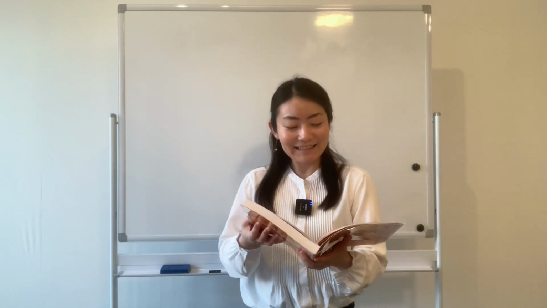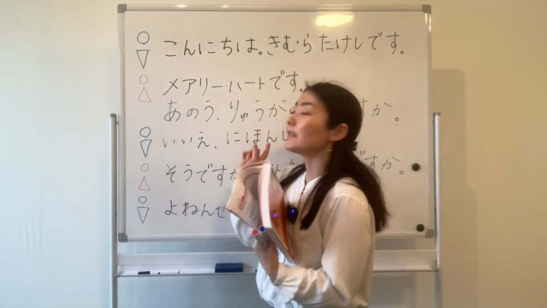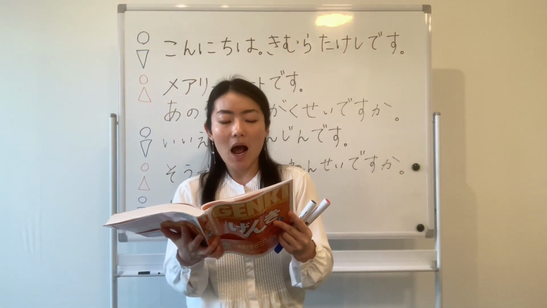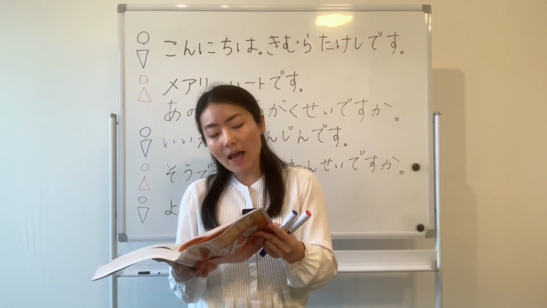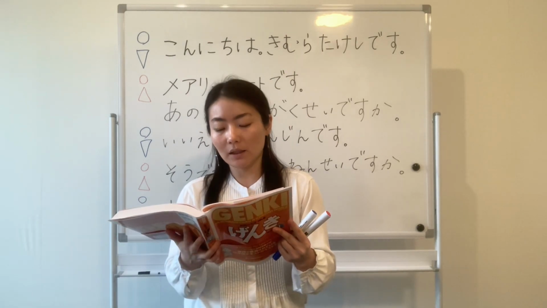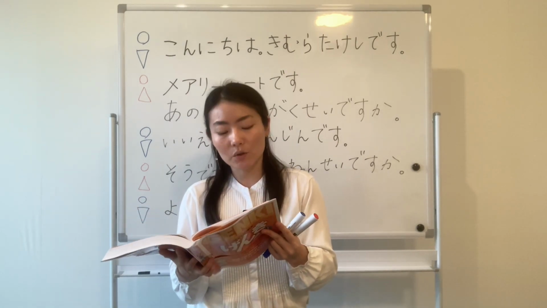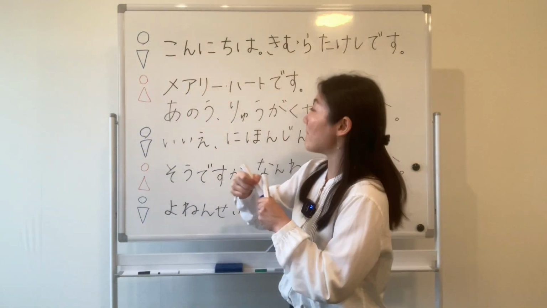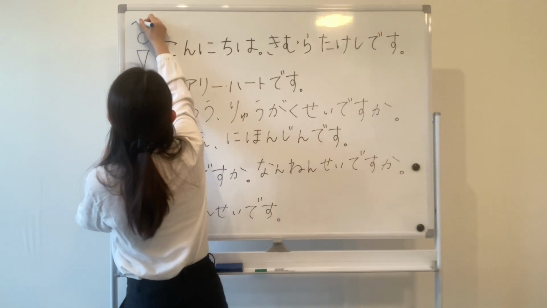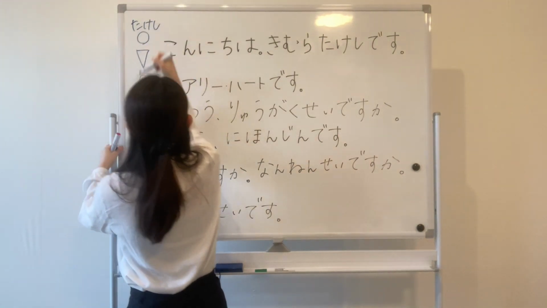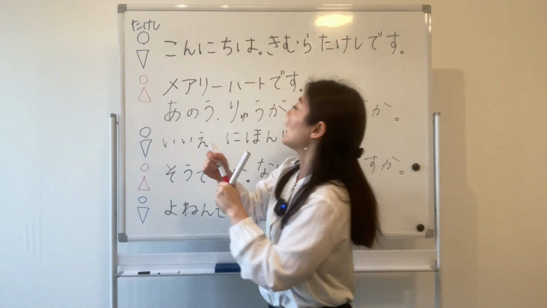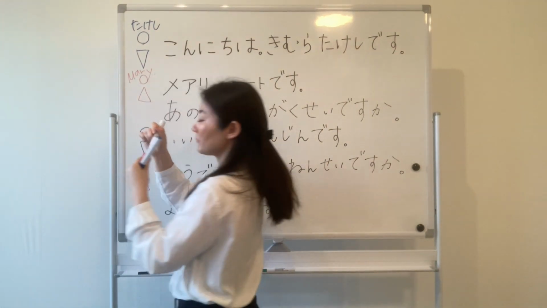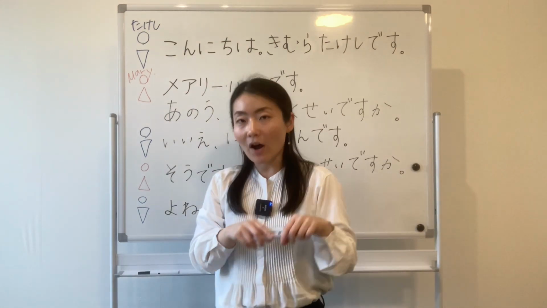So let's get started. This is the first dialogue, and the situation is Mearii, an international student who just arrived in Japan, meets a Japanese student Takeshi at a school orientation. So this boy is Takeshi, and this girl is Mearii. So I will read first.